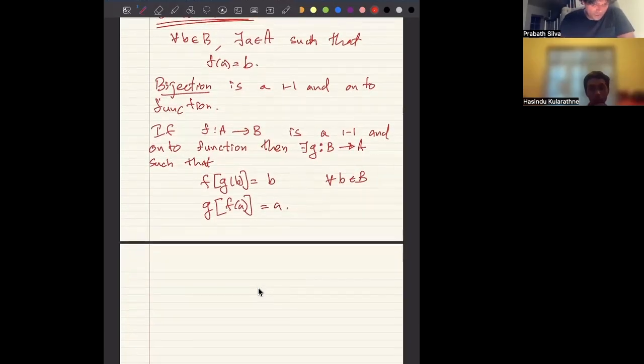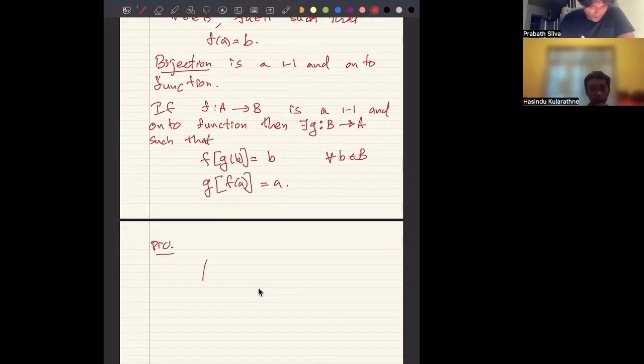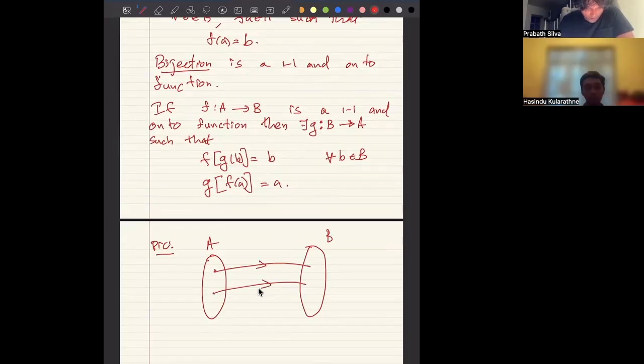So a picture is, if you have two sets A and B, and you have this function f. Let me draw it like this. We have this setup. You go from here to here, but you want to define a function that kind of undoes the thing that f did. So you want to define a function that starts from here and goes back here.